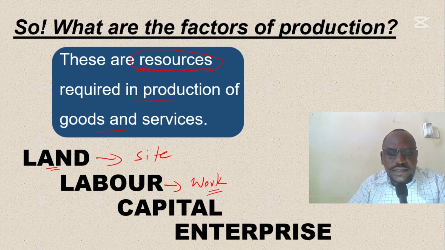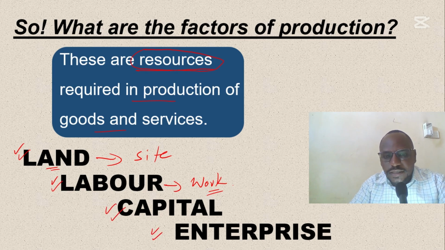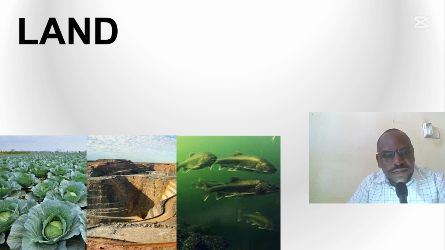And lastly, we have enterprise. So what is enterprise? You have heard of entrepreneurs. We shall see here in this tutorial what do we mean by enterprise when it comes to factors of production. Let's now move in and look into each of these four factors of production: the land, the capital, the labor, the enterprise. Starting with land, I have some images here to make it clear on what you mean by land.